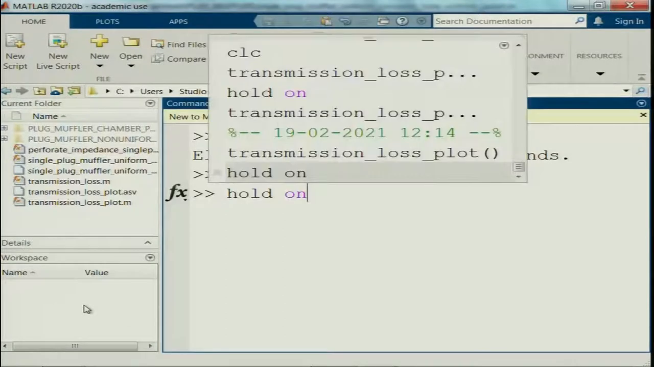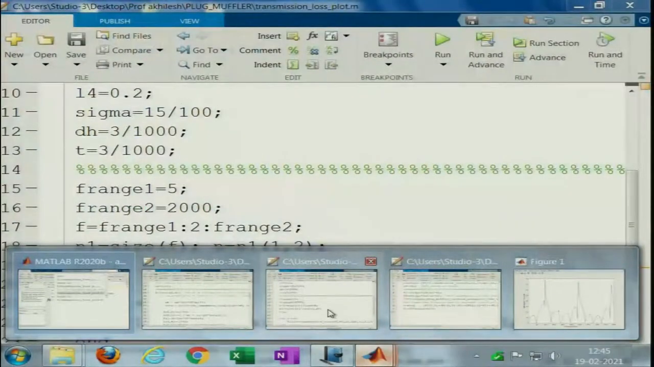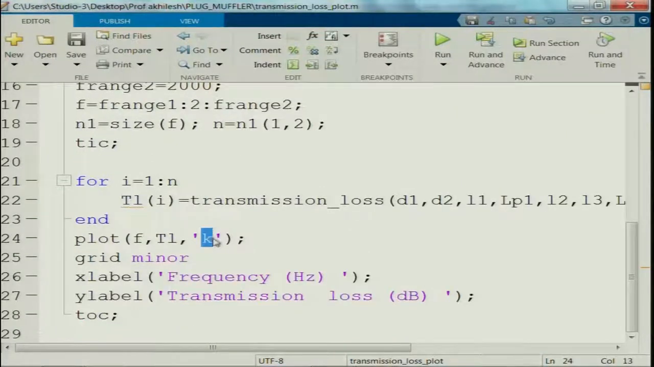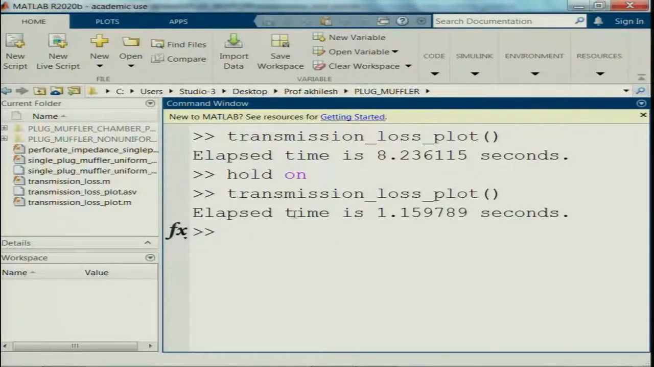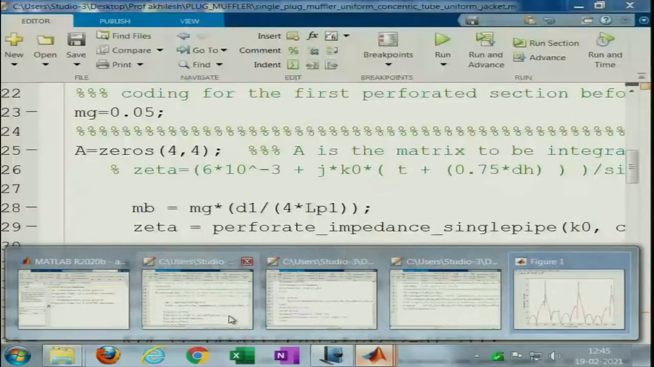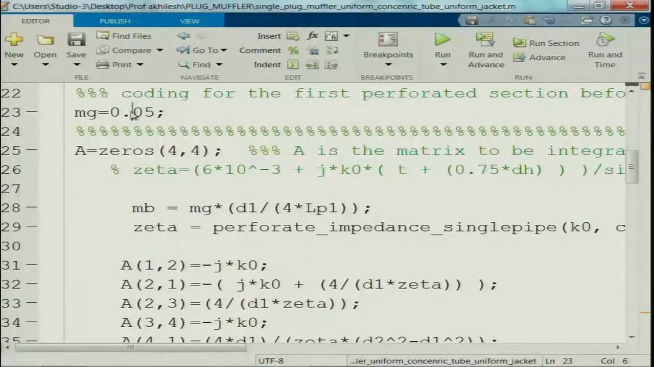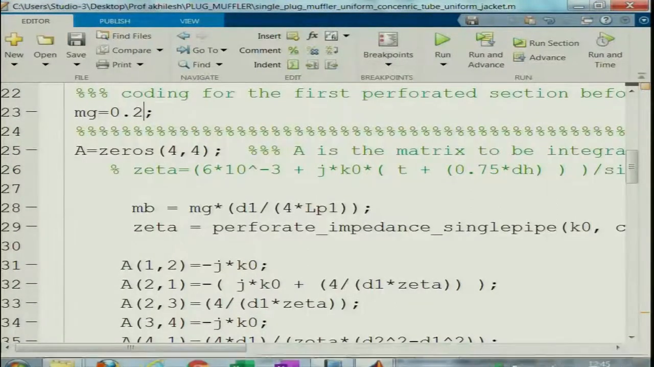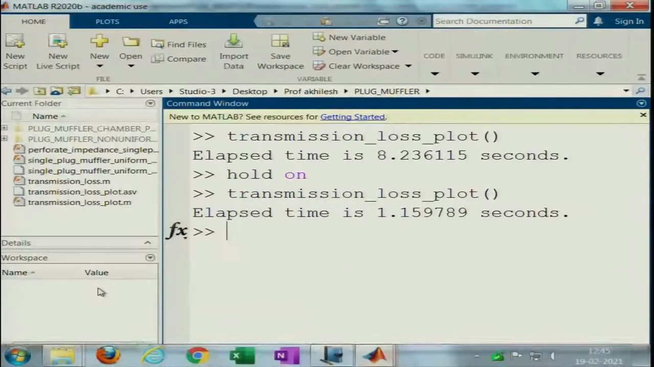Hold on, I need to change the color in the code and put R. R stands for red. Peaks have started to come down, troughs have raised, the same phenomenon happening over and over again. So, we will give a little higher value, let us say we give 0.2, and plot this in perhaps blue color.